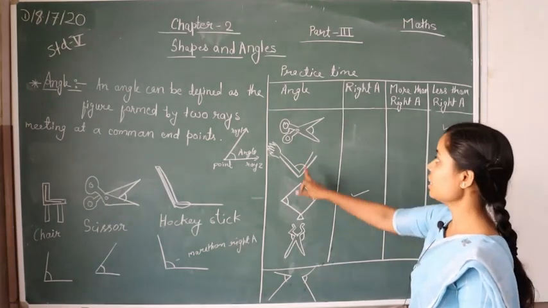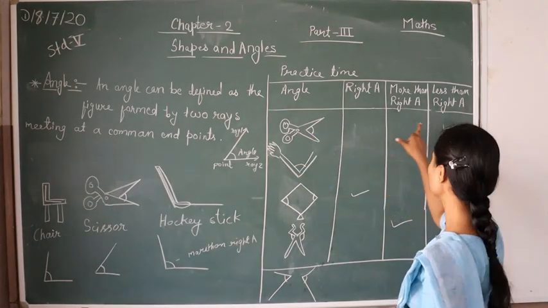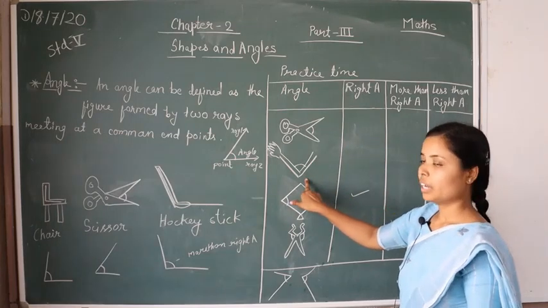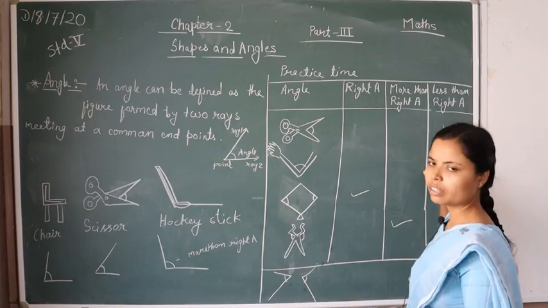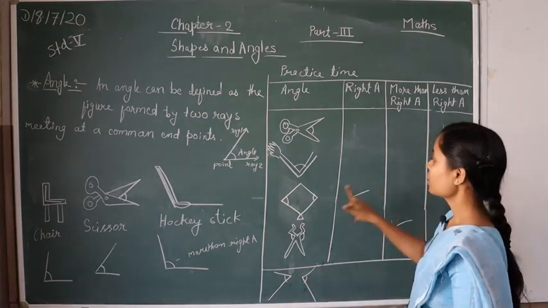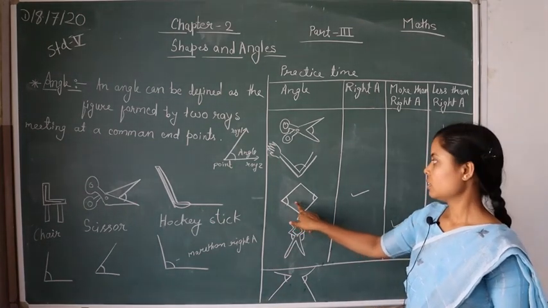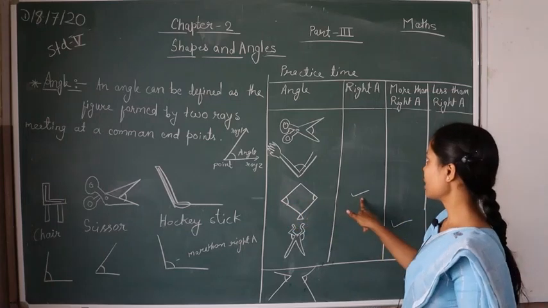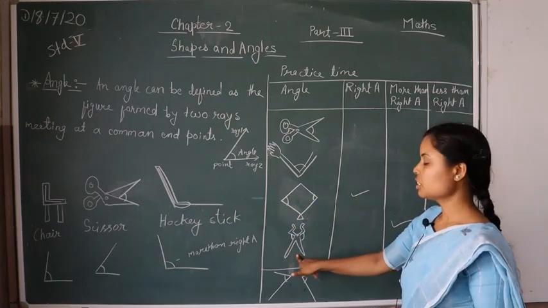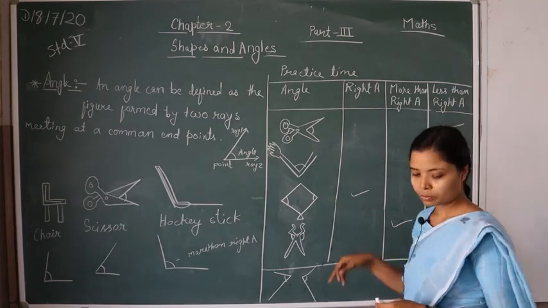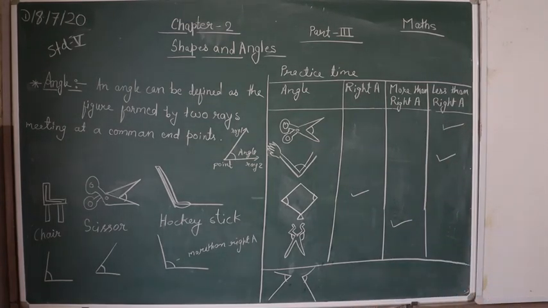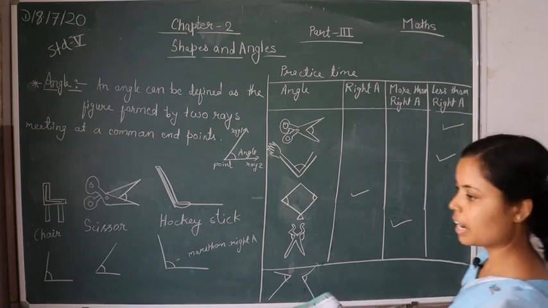I hope you understand. The scissor makes a shape less than a right angle, and the hand makes less than a right angle, or it can make a right angle too. Okay, then the kite makes a right angle, and this tool makes more than a right angle. Now we will move to some practice activities.